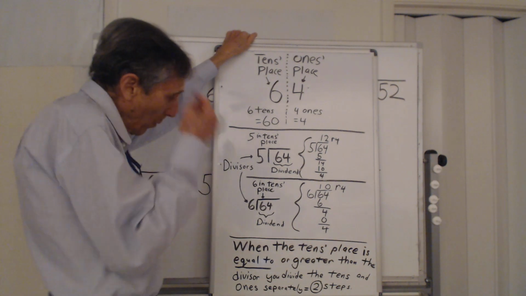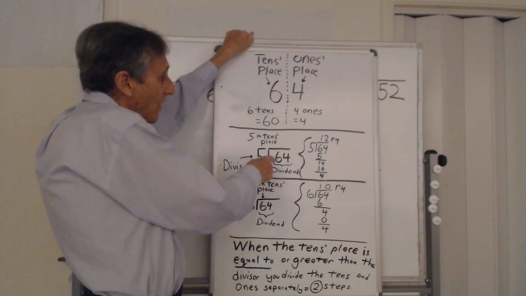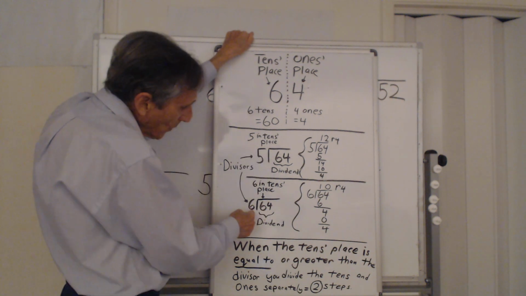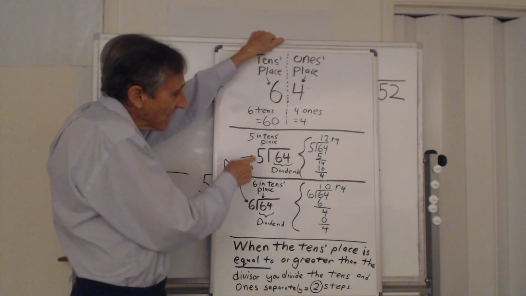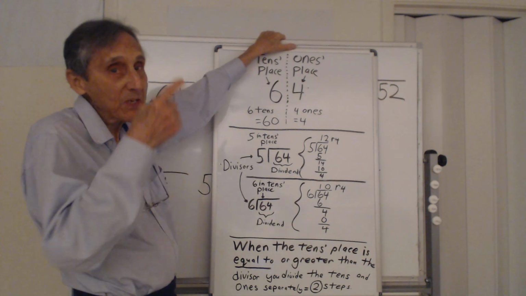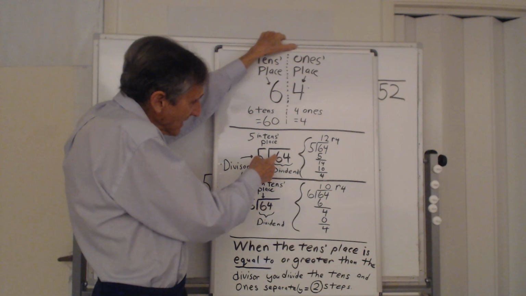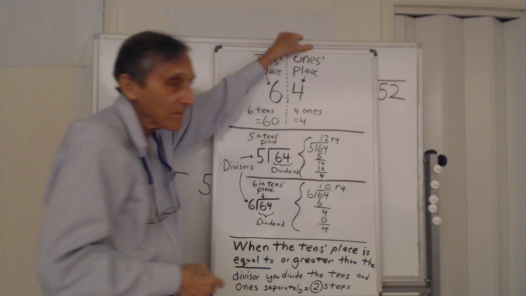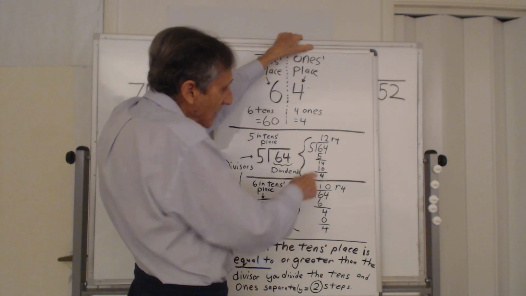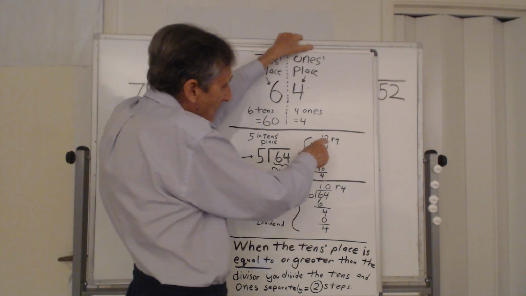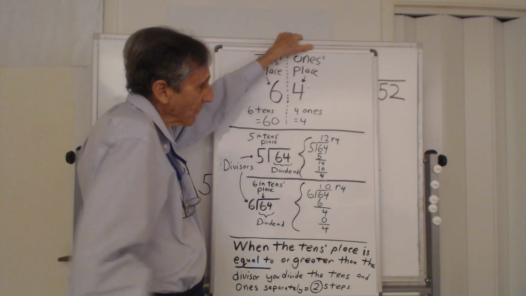Okay, when the tens place in the dividend is greater than or equal to the divisor, you can divide the numbers separately. See, 5 will go into 6. There is a 6, a 5 and a 6. You can do that. You can do 5 into 6. 5 goes into 6 once. See? 1 times 5 is 5. Subtract, bring down the 4, 14. 5 goes into 14 twice. 2 times 5 is 10. Subtract, 4, remainder 4.